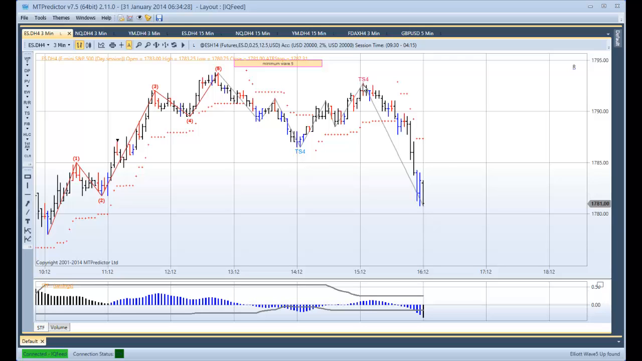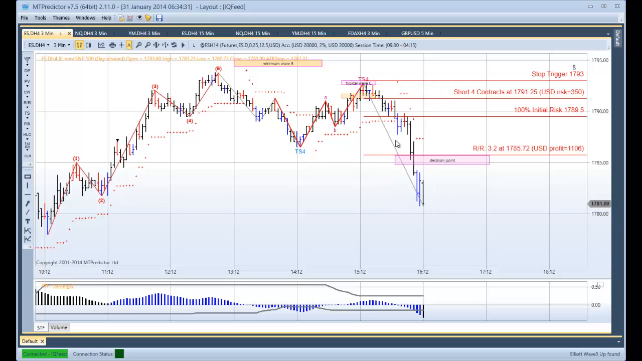Therefore, this TS4 sell would have been a good one to take because it's now in the direction of the larger degree trend. You may have wanted to run this into the close as the market was looking to go down. But do you see that?